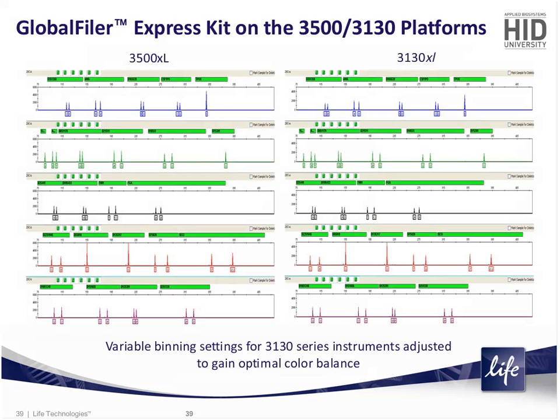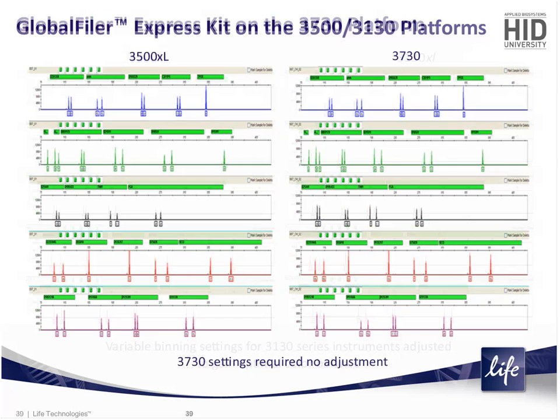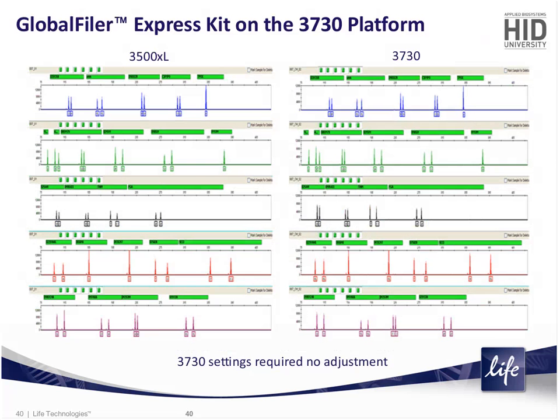And this is the data quality that we're seeing on the 3500 compared to the 3130 series platforms once they've been enabled for 6-dye analysis. We had to make a couple of changes to the variable binning settings for the 3130 series instruments just to gain optimal color balance, but you can see that the data looks very, very similar, and you can expect to see very similar data on both of those platforms. For the 3730, we didn't actually have to make any changes whatsoever, and you can see comparable data quality on both platforms.